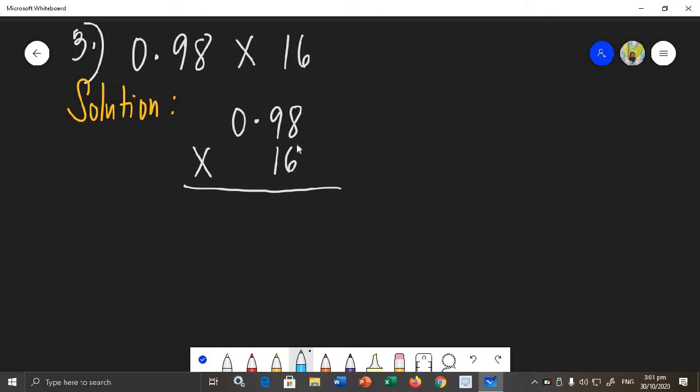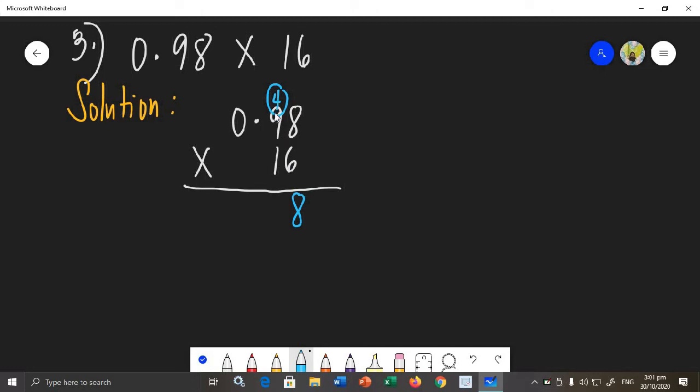So 6 times 8, this is 48. We have carry 4 here. 6 times 9, this is 54. Yes. So, technically, dapat po kabisado ang multiplication table para mas madaling mag-multiply. Okay? So, 6 times 9, this is 54.